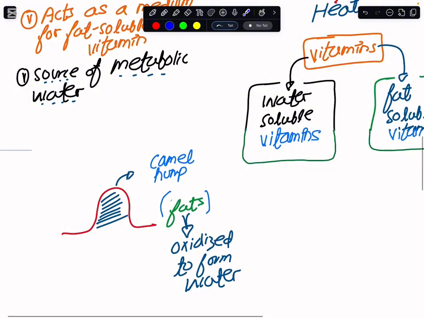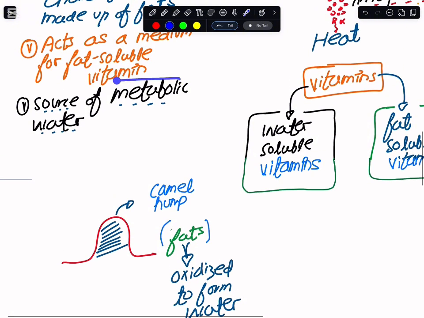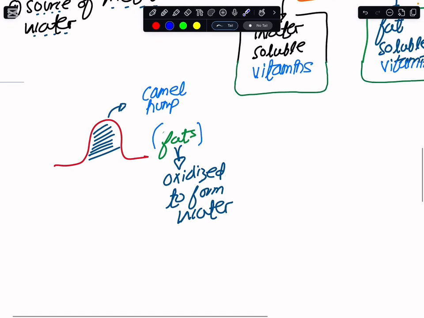And now here we have a striking feature of these fats: they act as a source of metabolic water. Now, what is the source of metabolic water? We have a superstition in our minds that camels have a hump, and in the hump they store water. Now, this is entirely a wrong approach. The camels don't have water stored in their hump, but rather in their hump they have a deposition of fats.